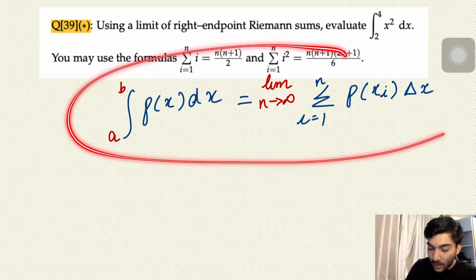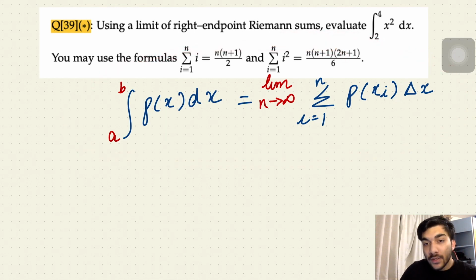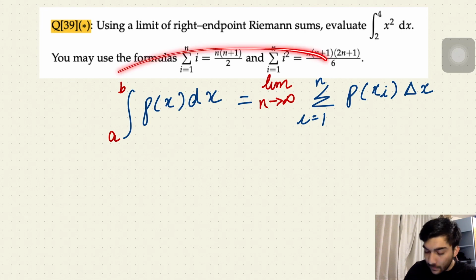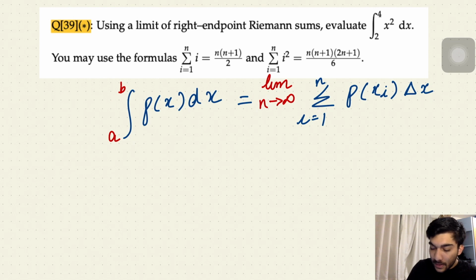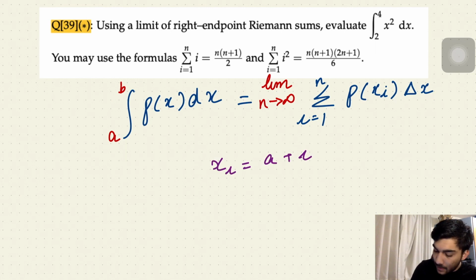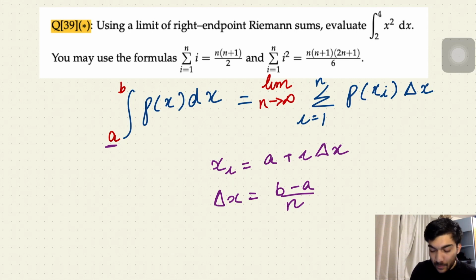If you still didn't get what this expression means, I would highly suggest you to first watch the previous videos in order to get the full context of this question. And we also know that in this case, since we are calculating a right endpoint Riemann sum, our xi in this case is a plus i delta x, where a is my starting point, the left endpoint of the definite integral, and my delta x in this case is (b minus a) over n, where b is the right endpoint of my definite integral.